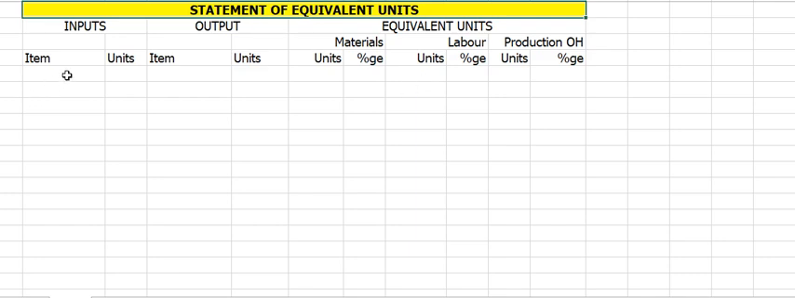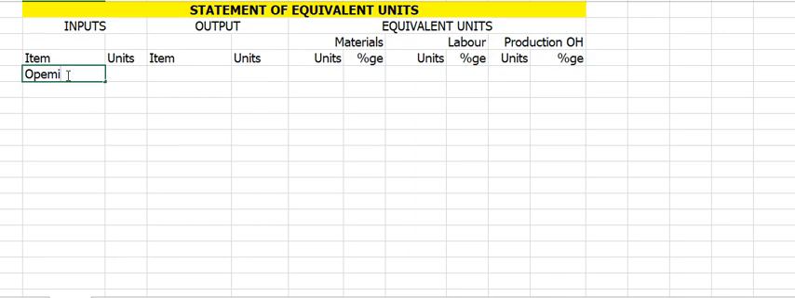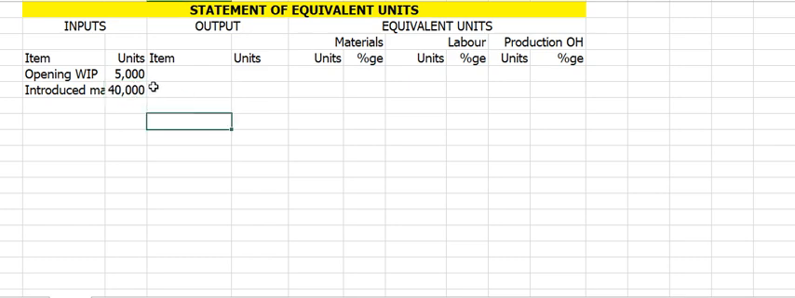Now, under the inputs in this question, you have your opening WIP. So we have the opening WIP liters. Those were 5,000 liters. We have 5,000 liters as our opening work in progress. But then we also have the introduced materials, those that were introduced in process two. Here we have, they were 40,000 liters when we look at the question. So we have 40,000 liters.